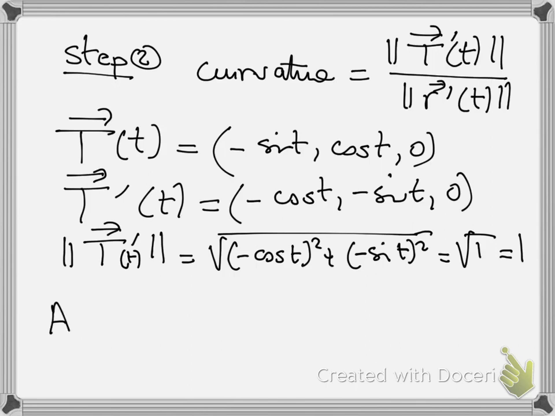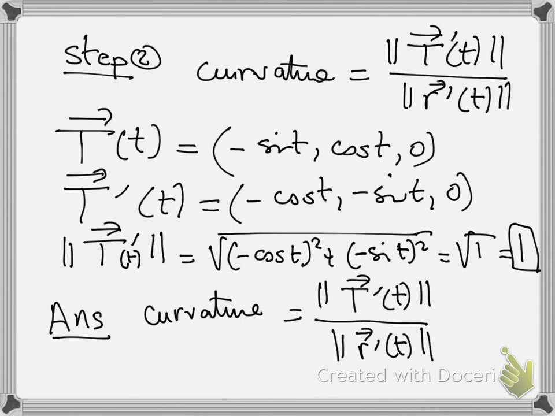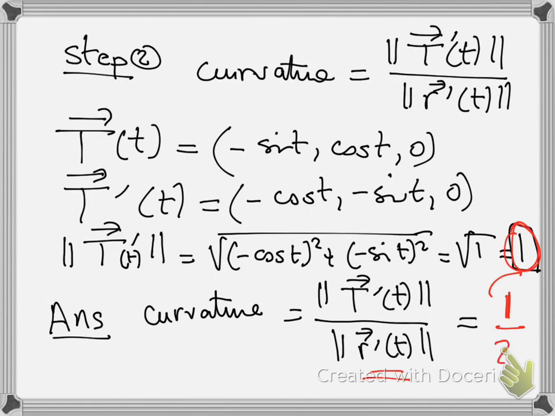So to find the answer, the curvature is the length of T prime of t, which is 1, over the length of r prime of t, which we said is equal to 2. So 1 over 2. So the answer is 1/2. That will be the curvature. So the curvature is equal to 1/2.